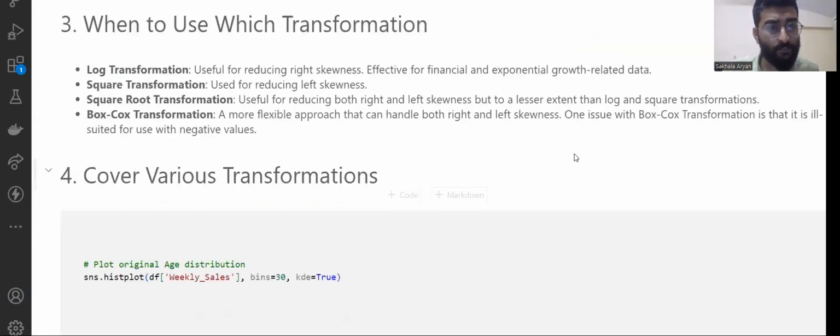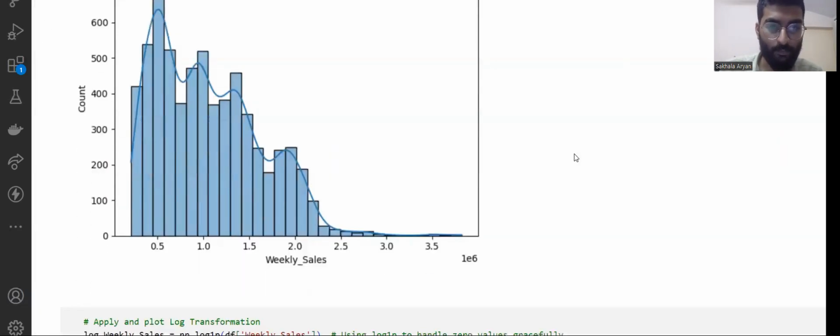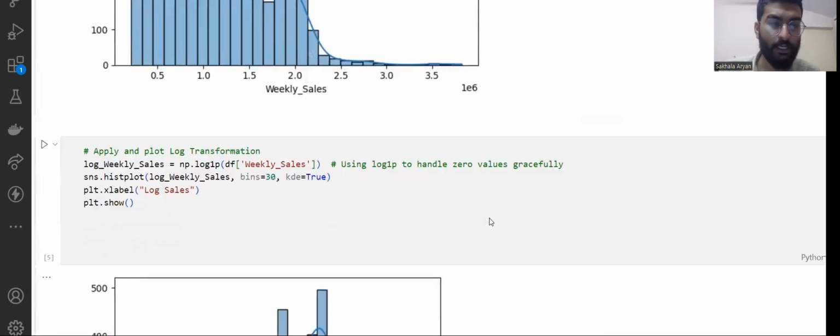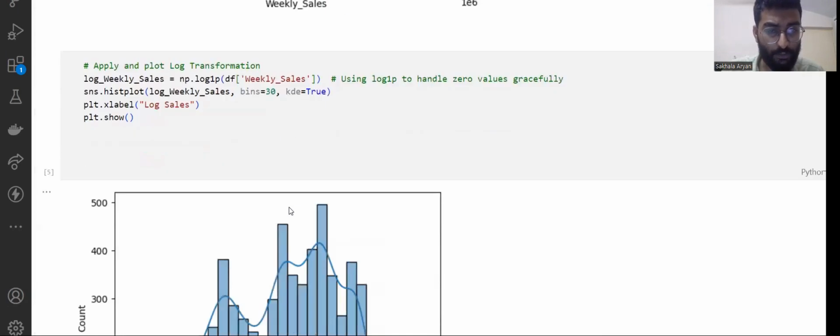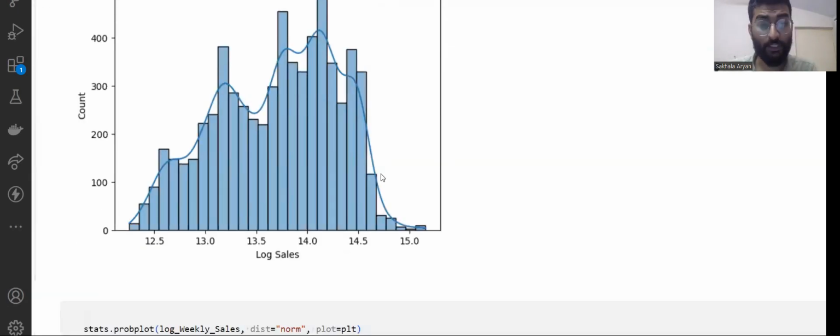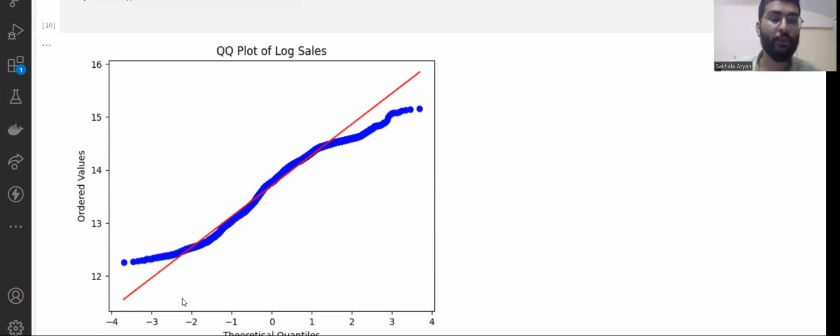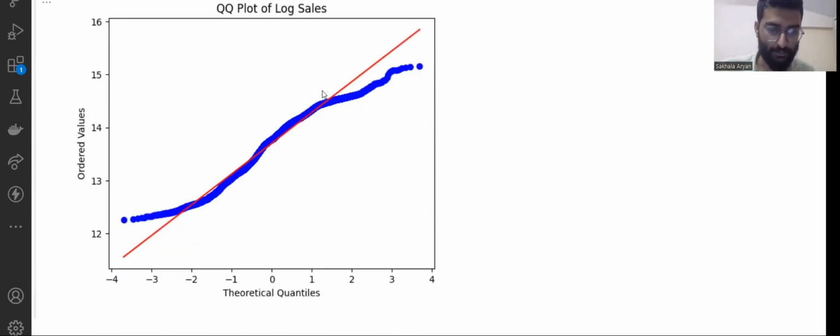Moving on, because my weekly sales is right skewed data, I can apply log transformation or reciprocal transformation. After applying a log transformation, the data which was earlier right skewed is now pretty much towards a normal distribution. It is not a perfect normal distribution, but it is pretty much towards normal distribution. Right skewness has reduced. The QQ plot for logarithmic transformation looks like this. Earlier, the blue curve was only above your red line.